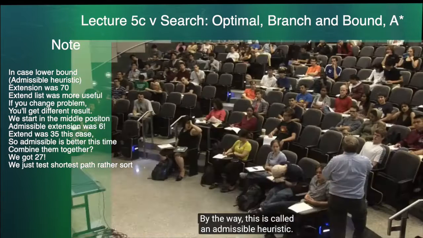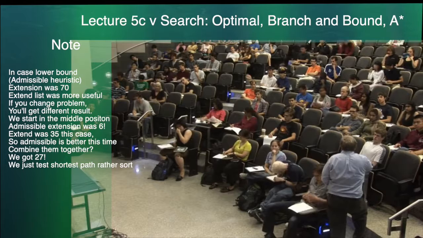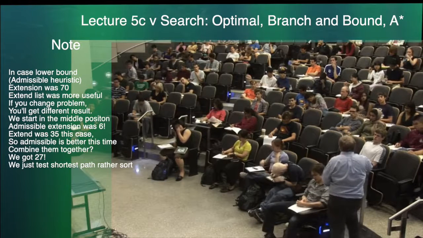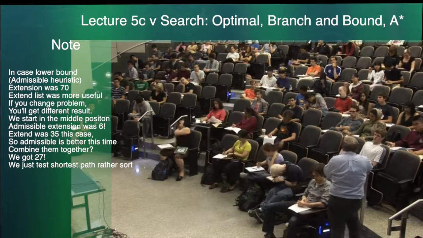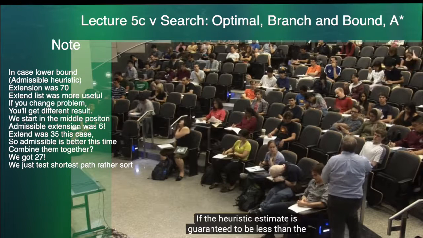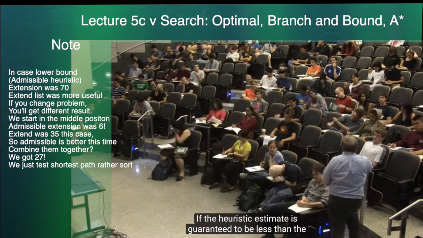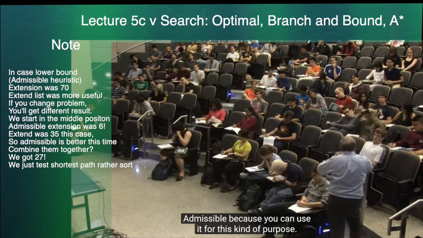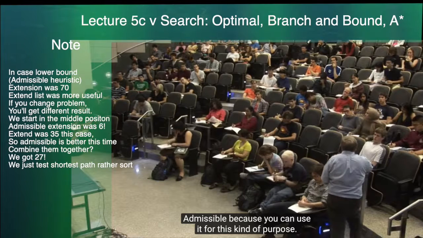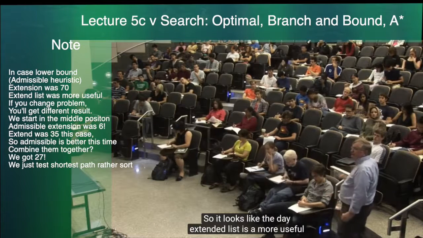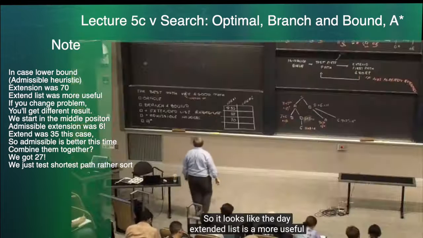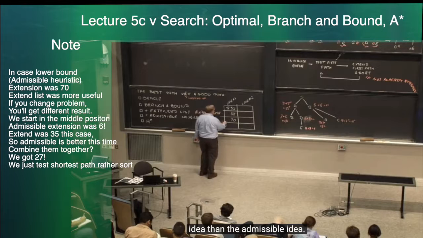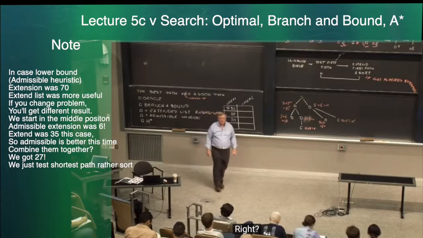By the way, this is called an admissible heuristic. If the heuristic estimate of the remaining distance is guaranteed to be less than the actual distance, that's called an admissible heuristic. Admissible because you can use it for this kind of purpose. So it looks like the extended list is a more useful idea than the admissible idea, right?